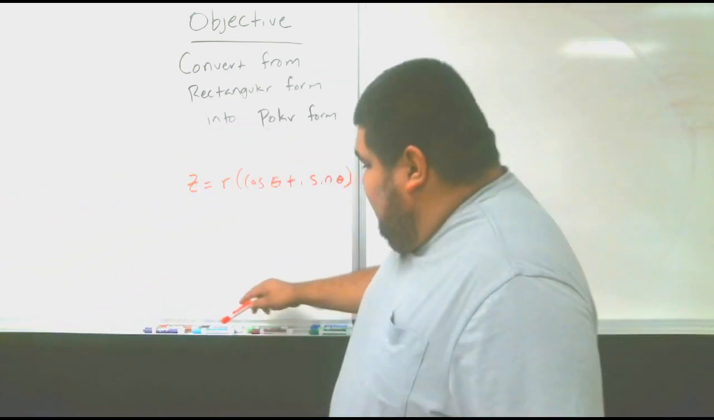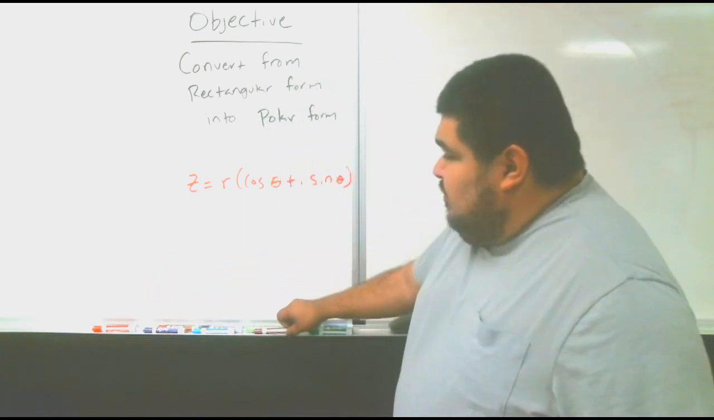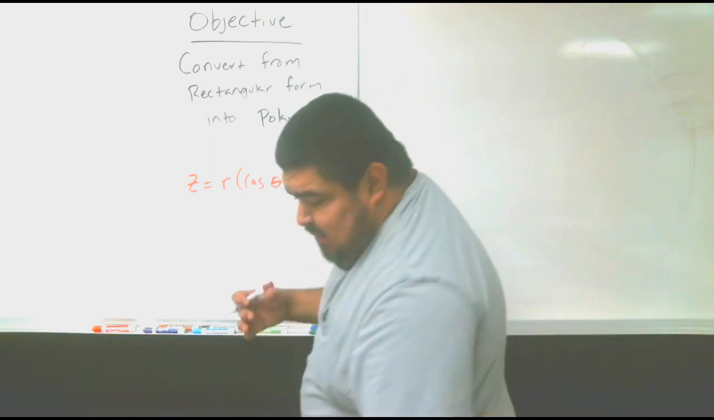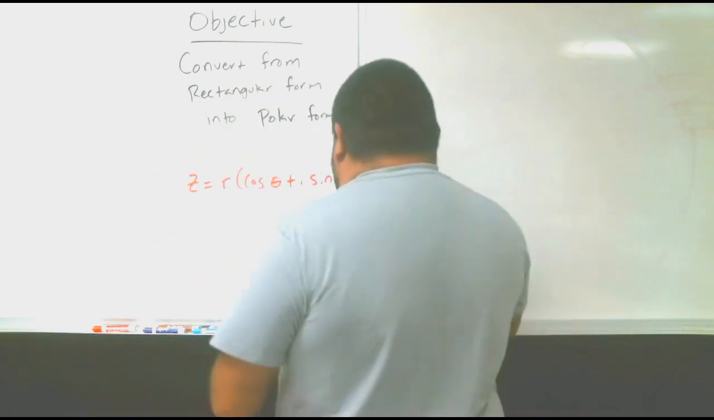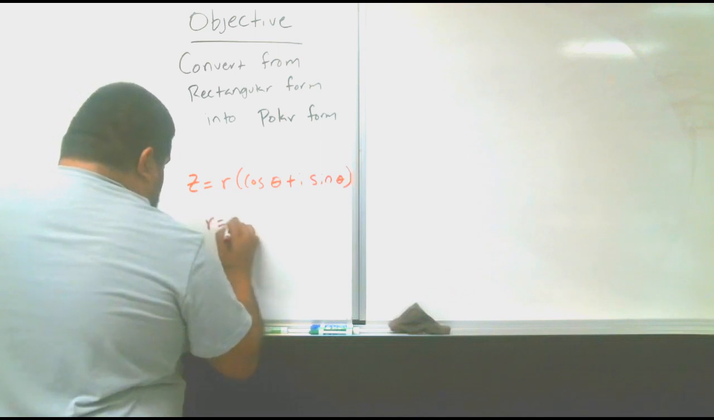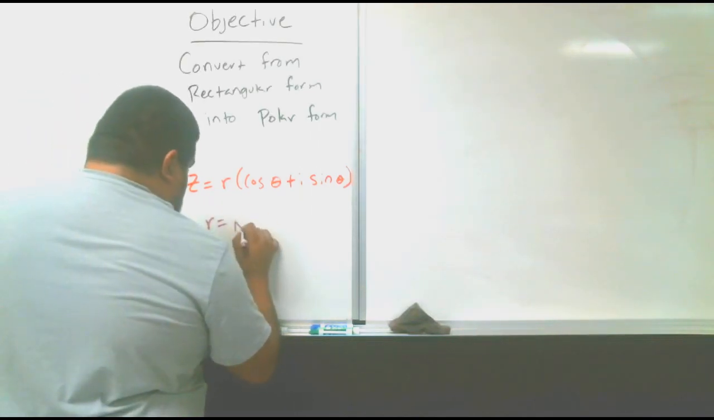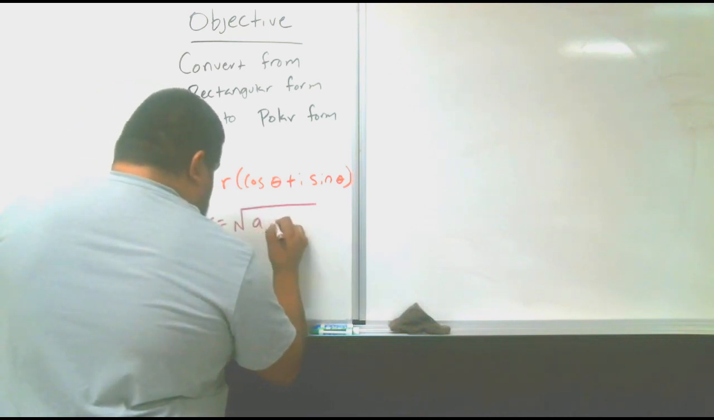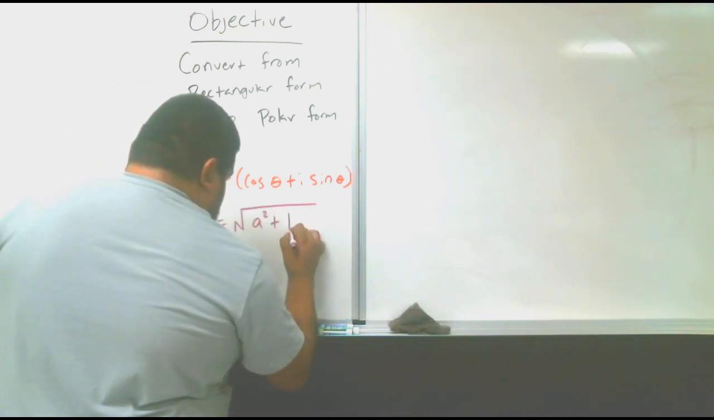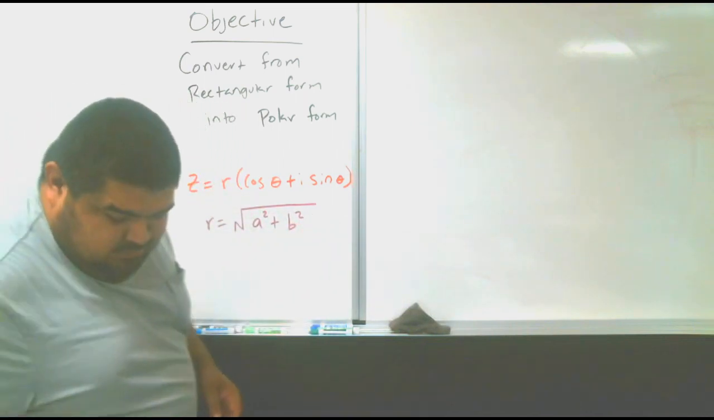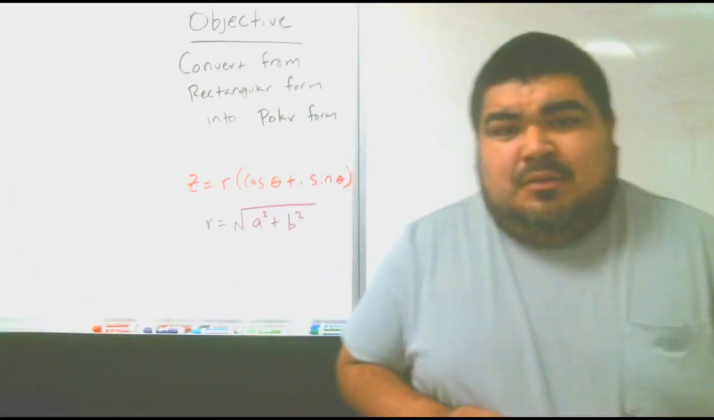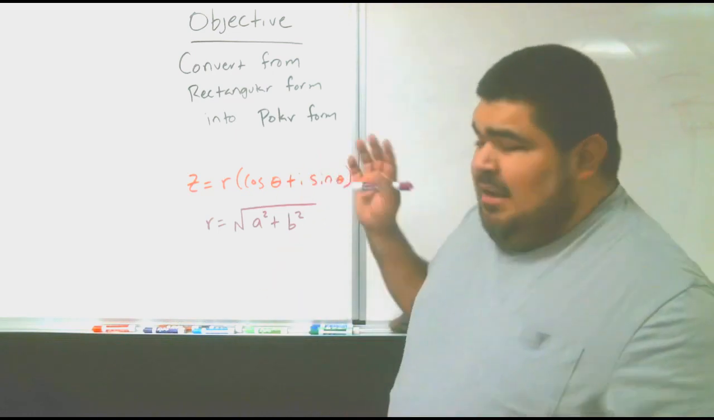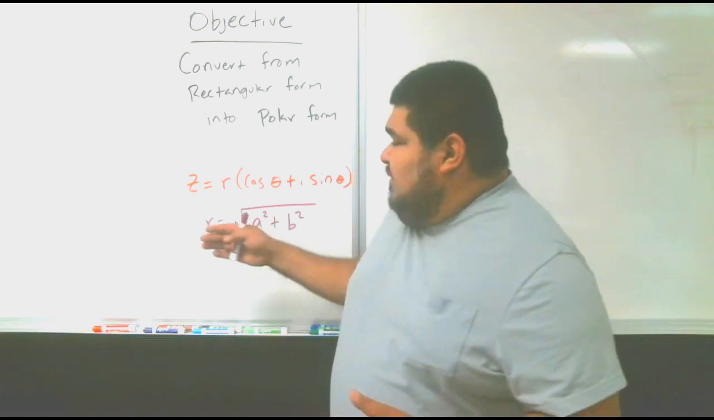From our previous concept, in order to solve for r, we had to do a specific equation. The equation was r equals the square root of a squared plus b squared. Well, let's not get ahead of ourselves. First, let's start by finding r.